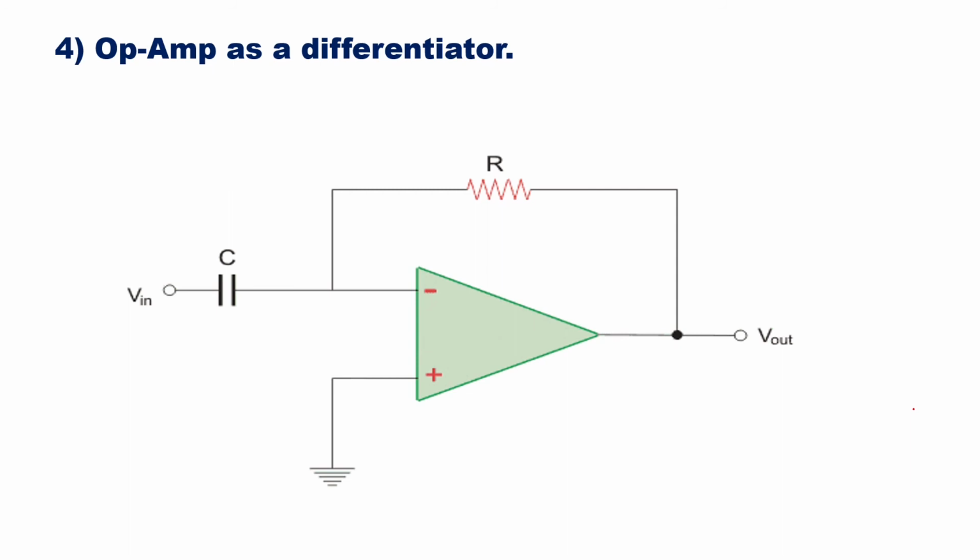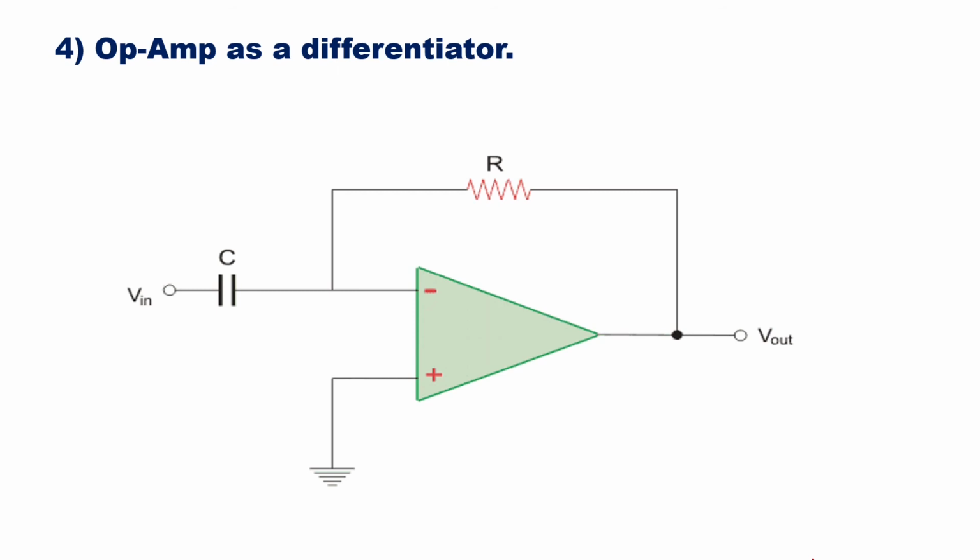Then op-amp as a differentiator. So here if the input is a square wave, then output will be spikes. Okay, so here a capacitor C will be in series with the inverting input, and R will be a feedback resistor. So C and R will do the work of a differentiator.